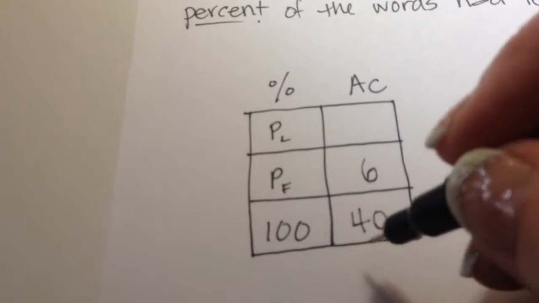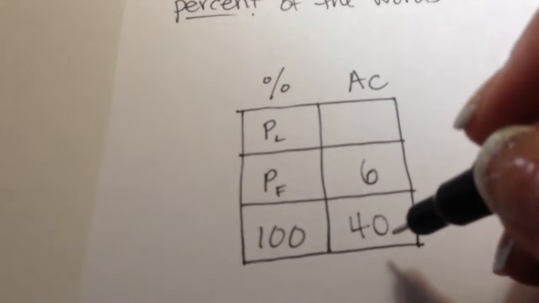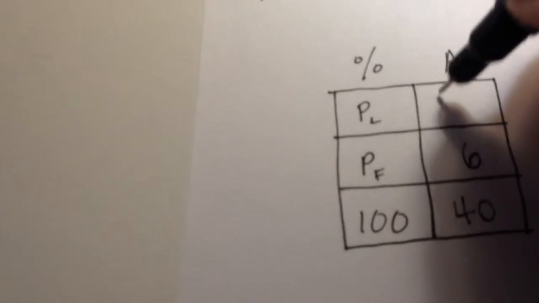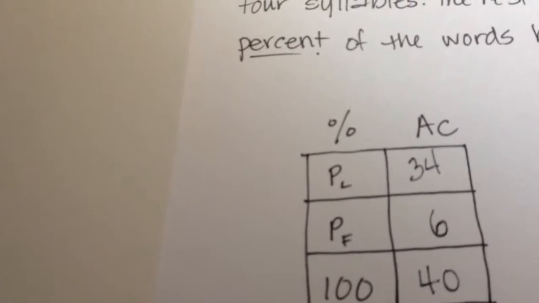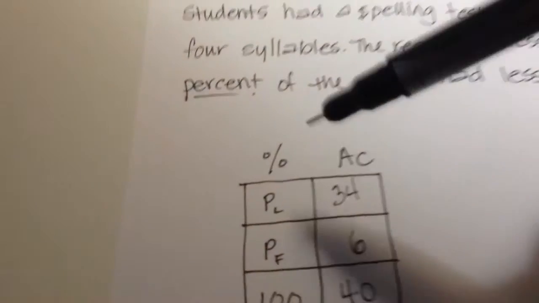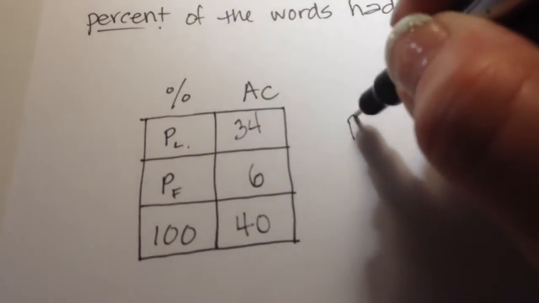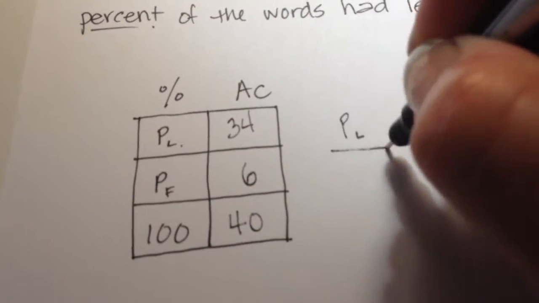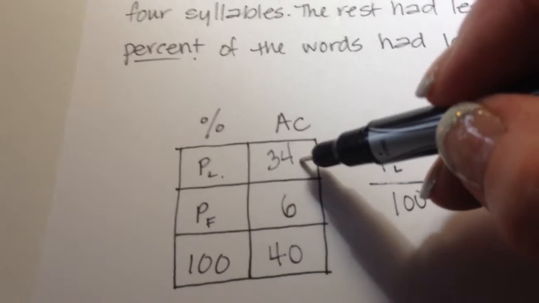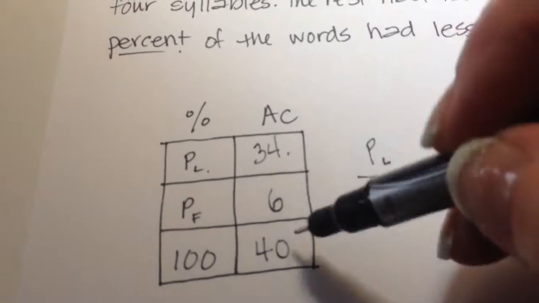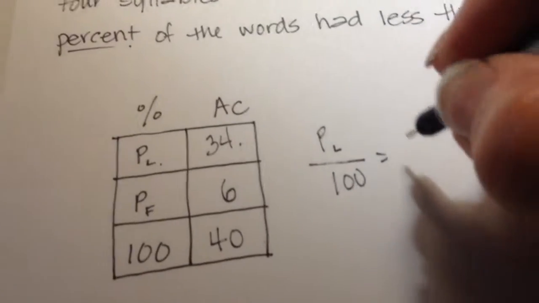And 40 minus 6 is going to be what? 34. So 34 words had less than 4 syllables, but that's not the question. They want to know the percent of words that had less than. So here's my percent of less. I'll even do it the way the book does it. Percent less than 4 over 100 is the same as 34 over 40.